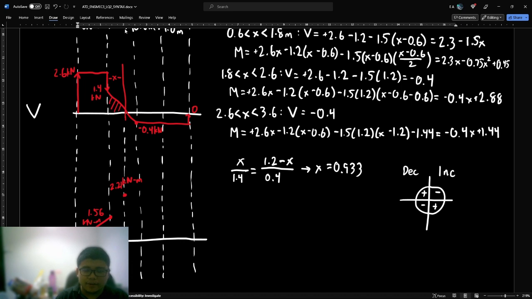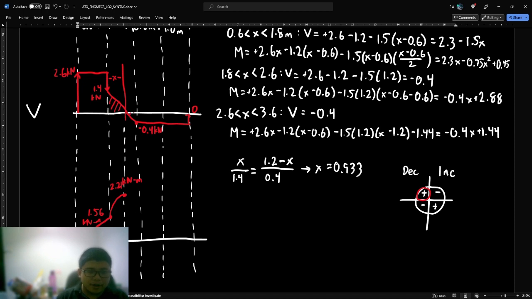So the decreasing and increasing here are only for the absolute values of the heights. So for example, here this goes from 1.4 to 0. So it's decreasing in value. Since it's also positive because it's at the upper side of the horizontal line, we are going to be using this quadrant. So the graph will look like this. Take note, this is a second degree function.